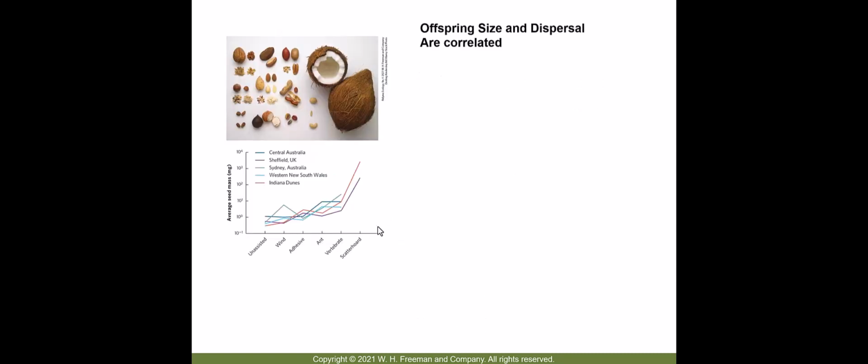Here we see that offspring size and dispersal are correlated. So we see average seed mass here, and then we see different types of seed dispersal across the x-axis. So if we use either unassisted or wind dispersal, we can see that seeds will be very small. If they're going to be carried by the wind, they're going to have to be small for that to work.